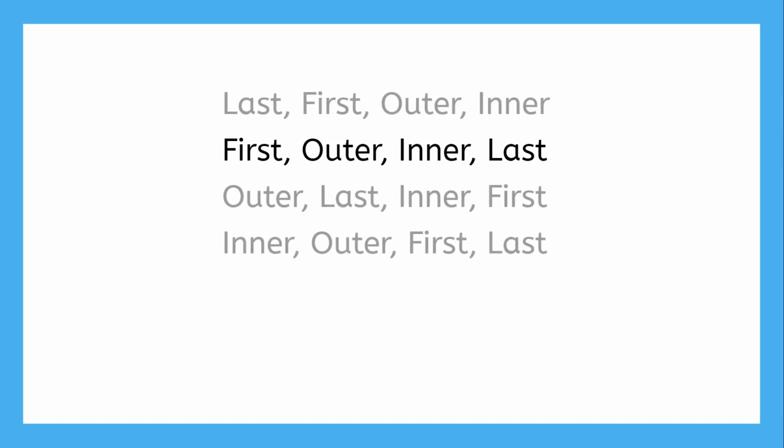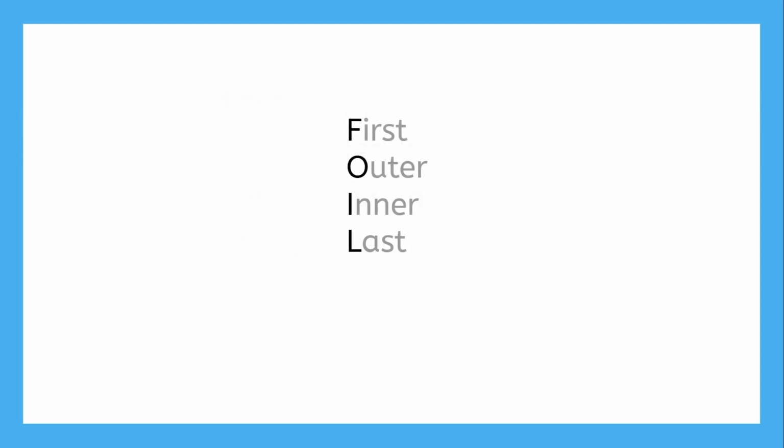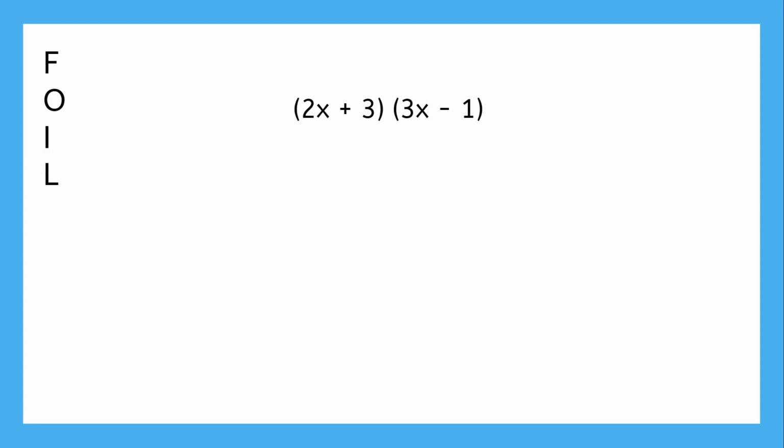The order isn't necessarily important as long as all four are done, although as we multiply bigger and bigger polynomials, you'll come to appreciate the structure of doing it in the same order every time. FOIL. First, outer, inner, last. Let's try using the FOIL method without the grid.